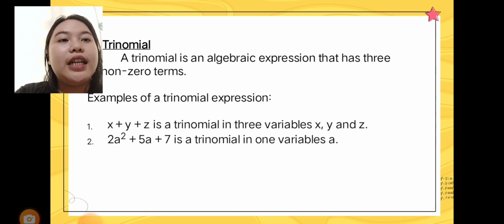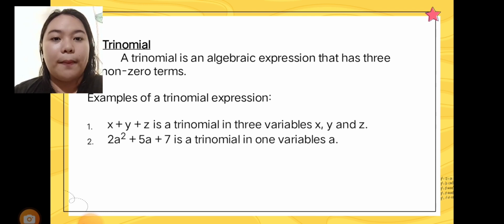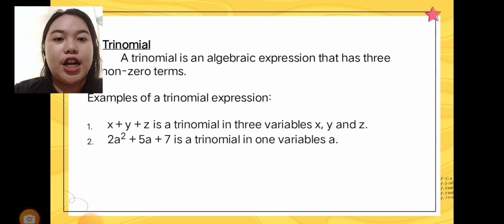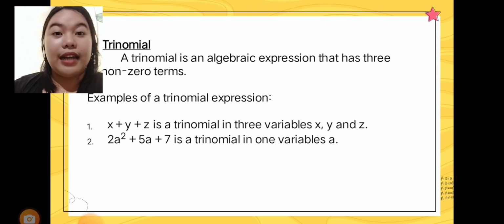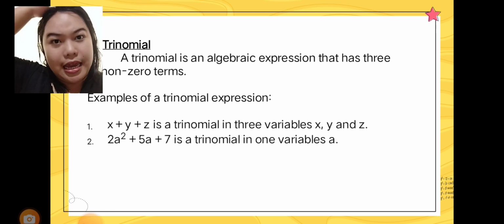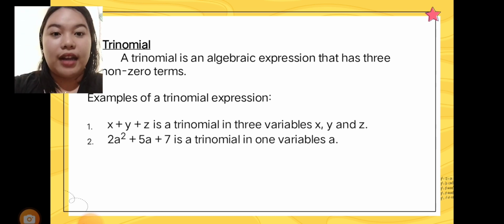Okay, the third type of algebraic expression is the trinomial. A trinomial is an algebraic expression that has three non-zero terms. So a trinomial has three terms. Example: x plus y plus z. That is an example of a trinomial.